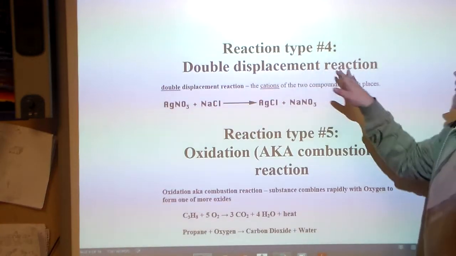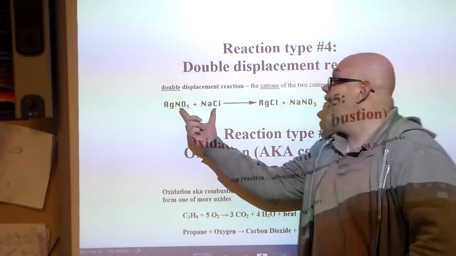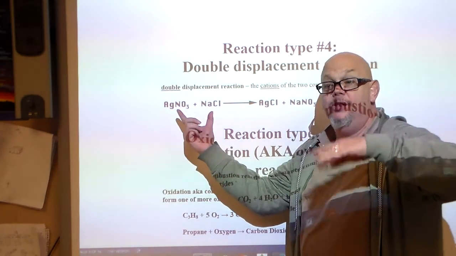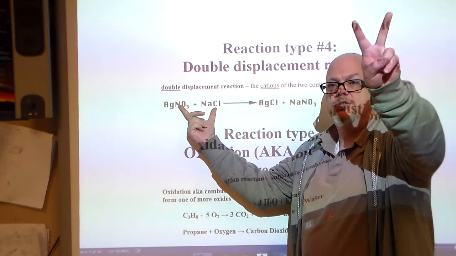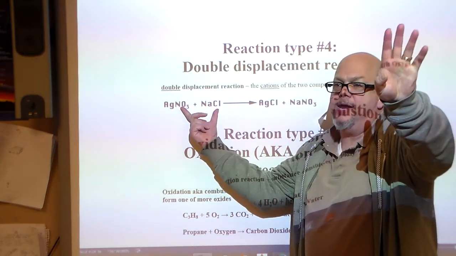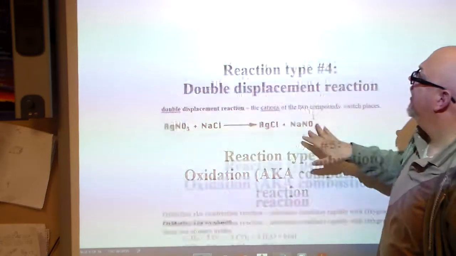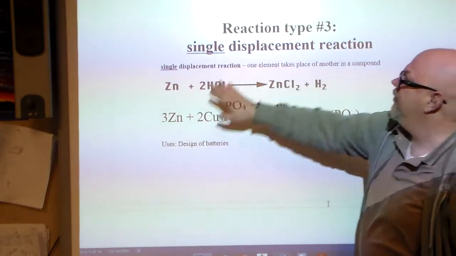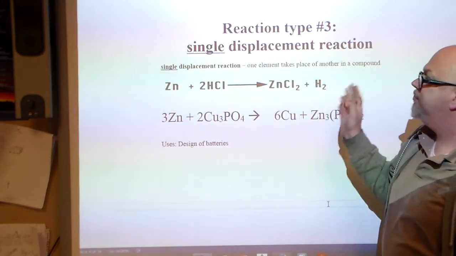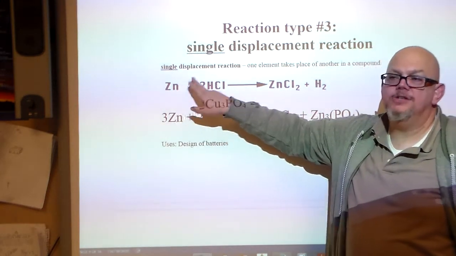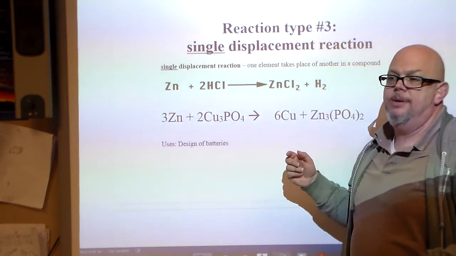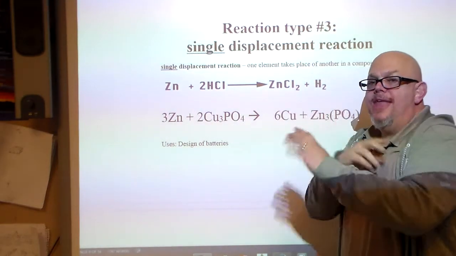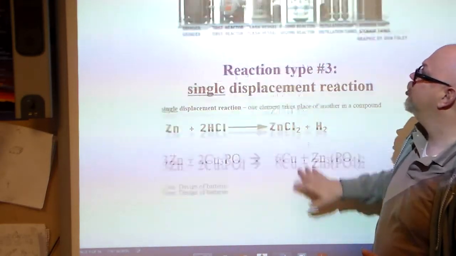We looked at the double displacement reaction, where you can tell the difference between single and double displacement by looking at the number of compounds you have. You got two, that's a double displacement automatically. And then the next one is the single displacement, where we have one element, one compound, and we get one compound, one element. There was a switch.